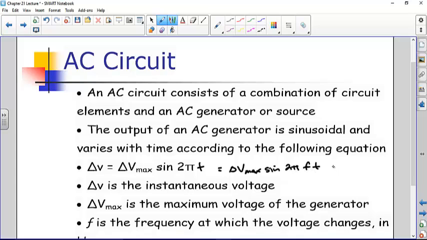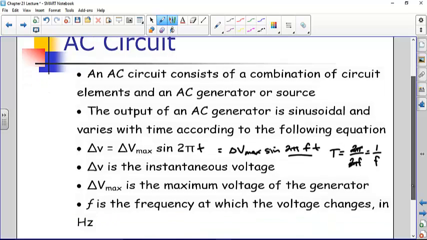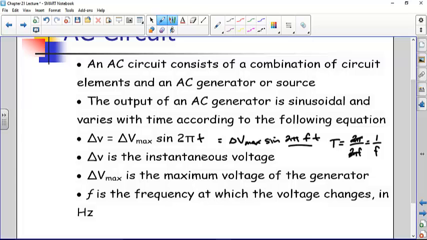If you remember back from pre-calculus, the period of a sine function is equal to 2 pi divided by the number in front of the t. So you can see that cancels out, and you get the period equal to 1 over the frequency. So it takes on this form. The delta V is the instantaneous voltage, which varies sinusoidally between the maximum voltage and the minimum voltage. And the frequency f is the rate at which it changes. Apparently I just left that out of there. I was wondering why it wasn't there.